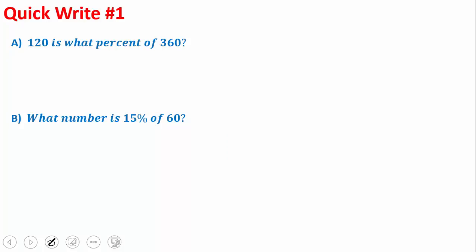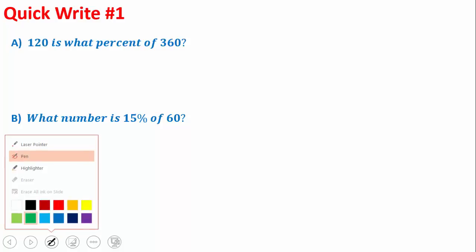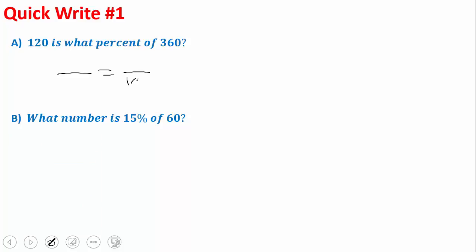So that's our first video today on the percent proportion. We found how to find the percent. We learned how to find the part. Our quick write, 2 of them, A and B. A, 120 is what percent of 360? I highly recommend making your percent proportion template and then putting in the appropriate stuff. And B, what number is 15% of 60? Again, make your template over 100 and go.